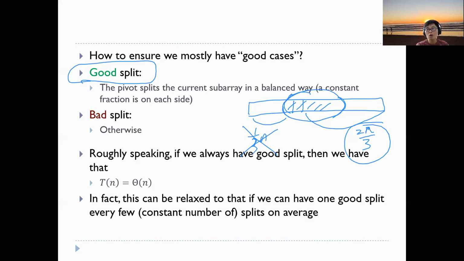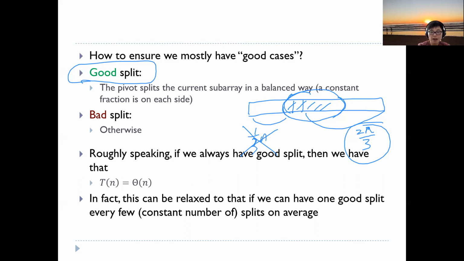And in fact, this can also be relaxed, so that we don't have to have a good split all the time. As long as you have one good split every few splits, in other words, if on average a constant fraction of the time you have a good split, you are fine. You could have one good split, two bad splits, one good split, two bad splits. That's okay. Still the asymptotic time complexity will give you linear.